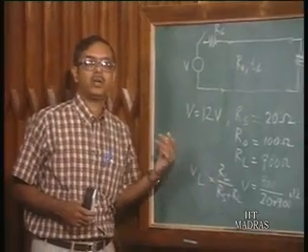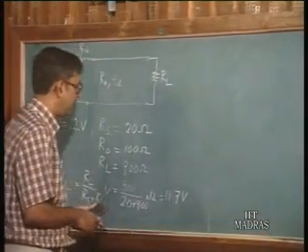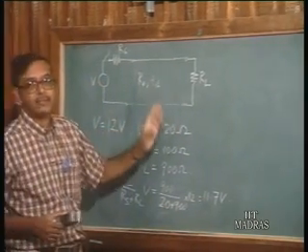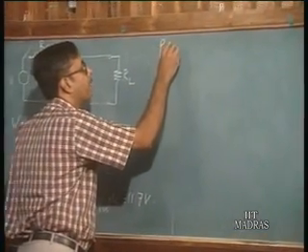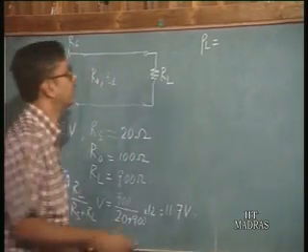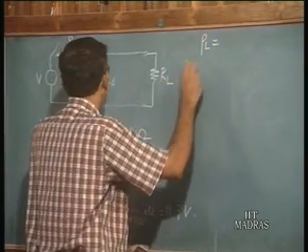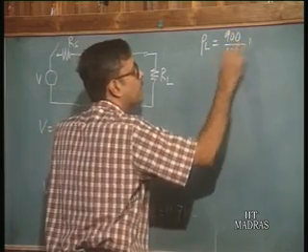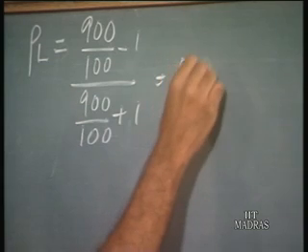But let us see what we get if we analyze it from a transmission line point of view. In order to do that, we first have to calculate the reflection coefficients at the load end and the source end. So rho L, using the expression we have already seen, is RL by R naught, that is 900 by 100, minus 1, divided by 900 by 100 plus 1. So this is going to be 0.8.